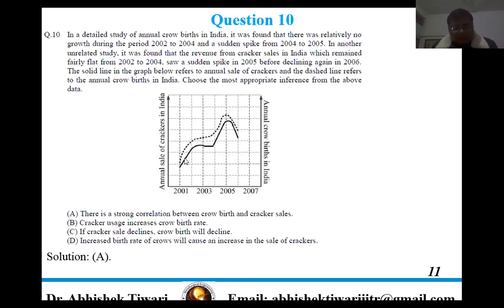So in this, these two graphs are closely related. So there is a strong correlation between crowbars and cracker sales. So the correct option is A.